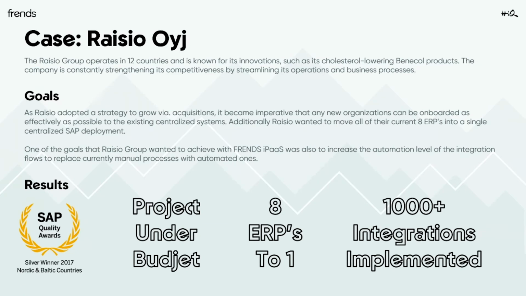But basically, back in 2017, Raisio had adopted a strategy that they wanted to grow via acquisition. So they were buying a lot of companies to merge to themselves and of course, gain market share that way. And it was imperative for them that all the new organizations could be onboarded as effectively as possible to their existing centralized systems.